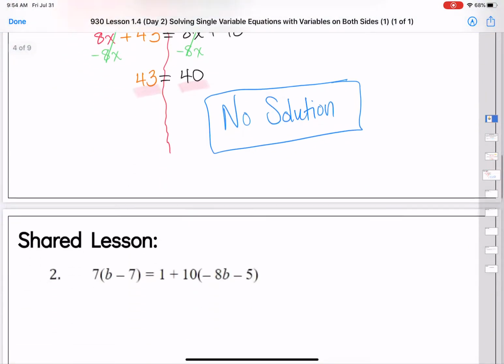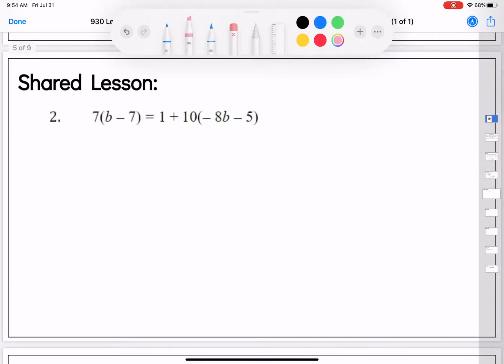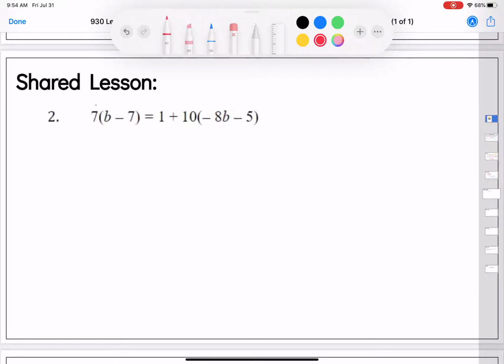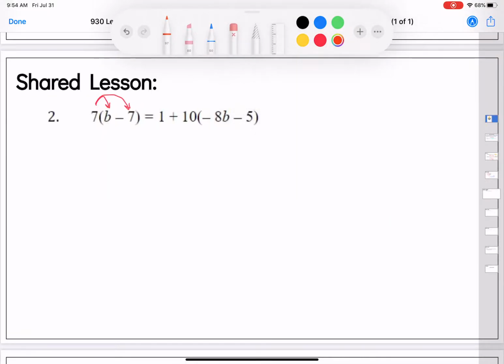All right, let's see what we got for our next problem here. Okay, now we got distributing on both sides. Stay organized, show your work, each step at a time, watch those negatives, take a shot at this one. All right, so the first thing I'm going to do is start with my distributing. So over here, I'm going to distribute my positive 7. All right, on the right-hand side, I'm going to distribute my positive 10 to both.